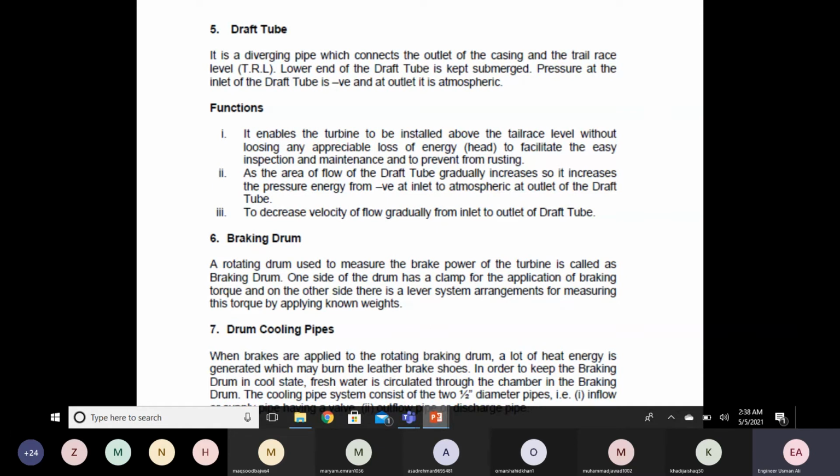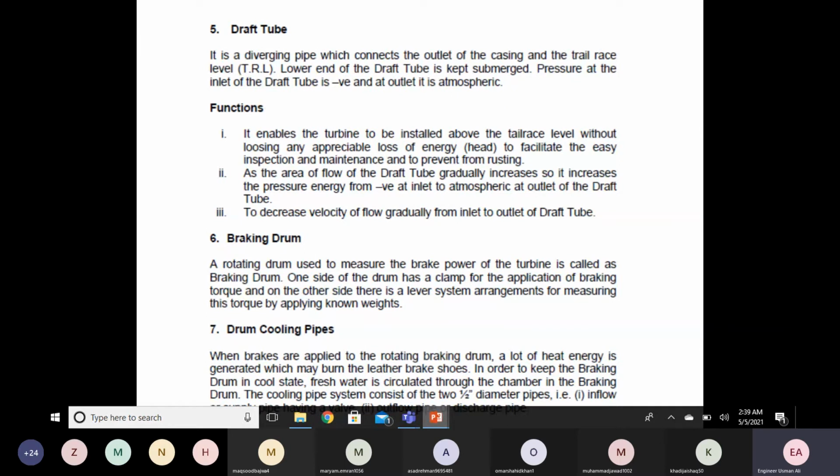Also with the increase in the area of the draft tube gradually, the velocity is decreased gradually from inlet to outlet. At inlet of the draft tube, velocity is very high because pressure is very low, and at outlet velocity is lesser. So to make this gradual change in velocity from high to low, we provide this gradual, or just like a conical shaped pipe.